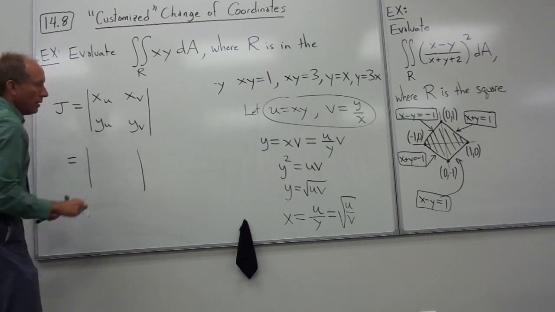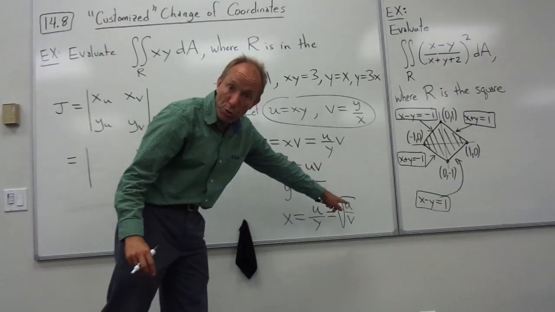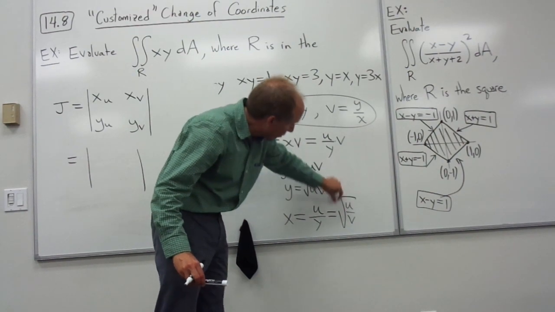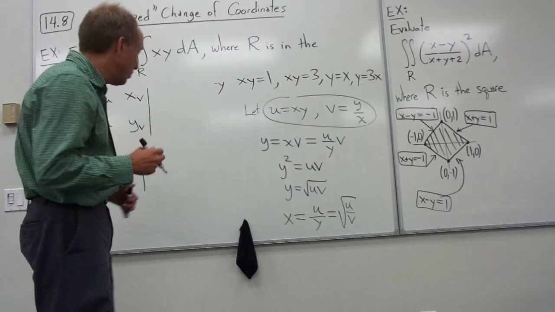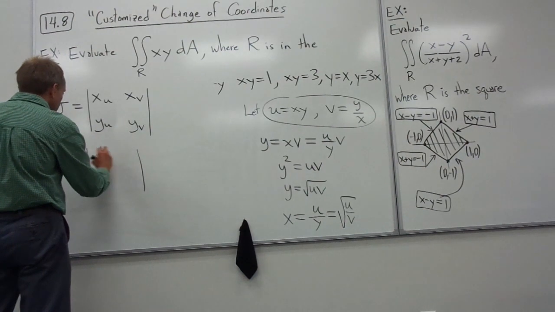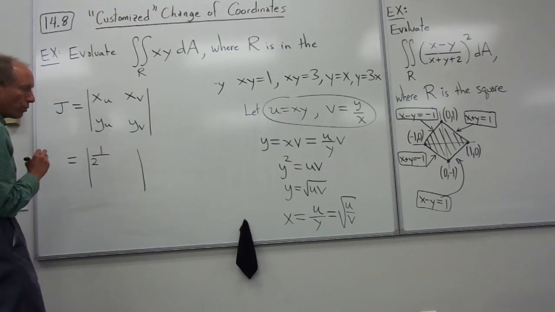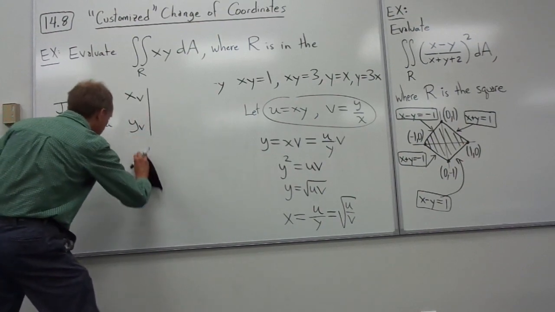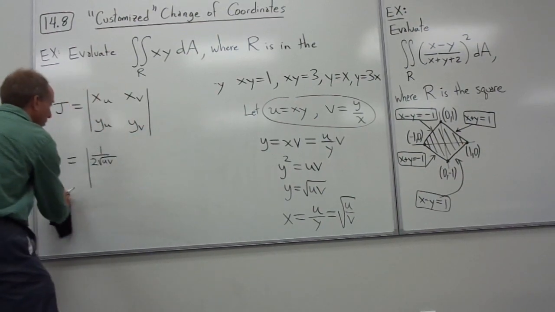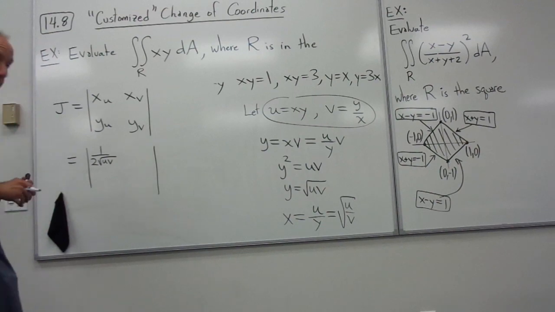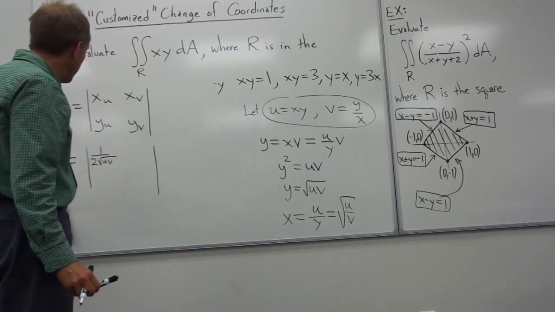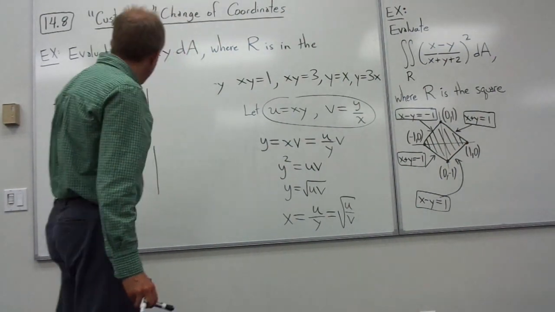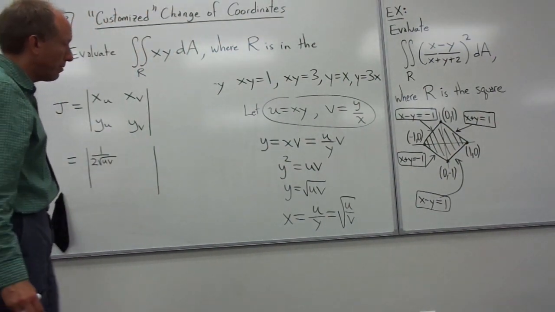Okay. So x with respect to u, you have to think a little bit here, the v is a constant right now. So I'm just differentiating the square root of u. That would give me 1 over 2 square root of u, and there's already a square root of v on the bottom. So we would have 1 over 2 times radical uv.